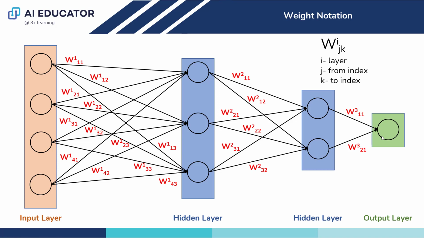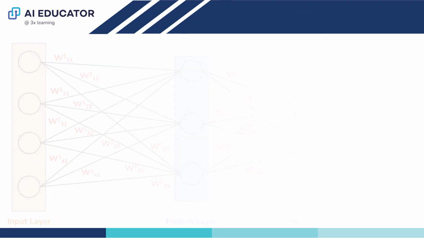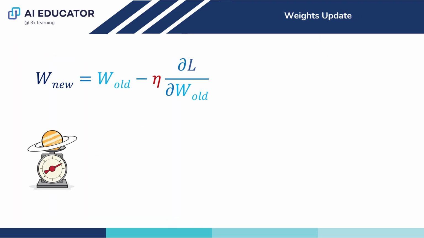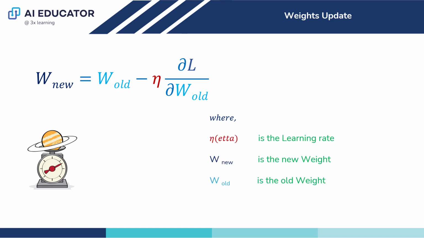Now let us see how we update the weights and bias. To update the weights, we use a formula, that is W new equals W old minus eta of dou L by dou W old, where eta is the learning rate, W new is the new weight, W old is the old weight, and dou L by dou W is the rate of change of loss with respect to weight.